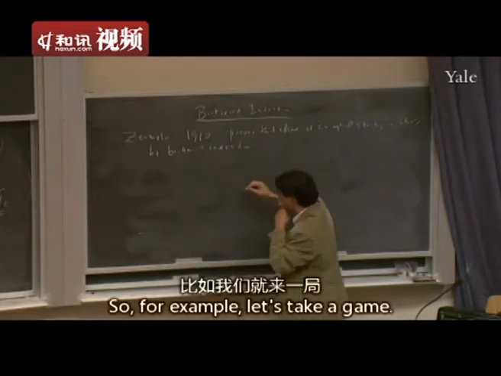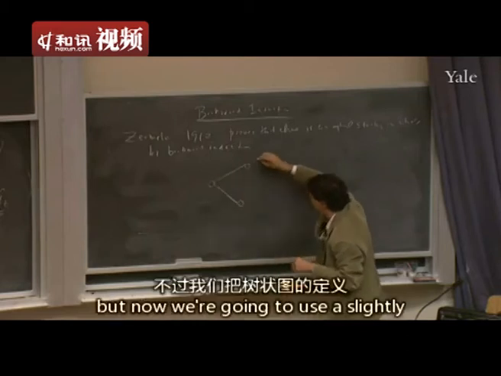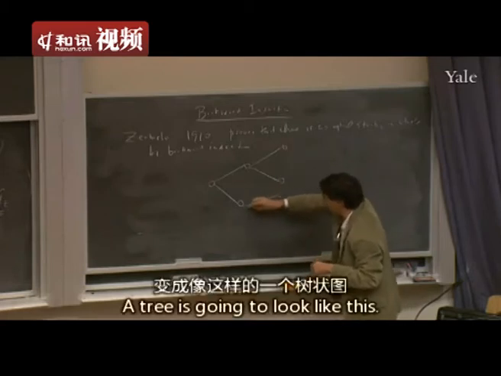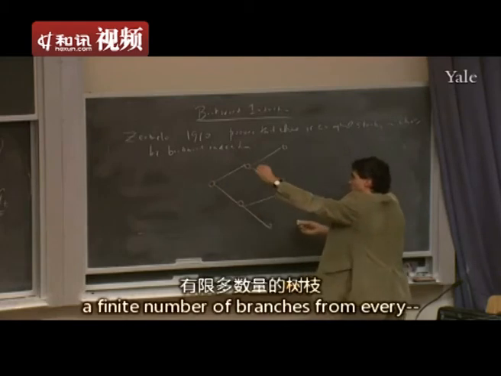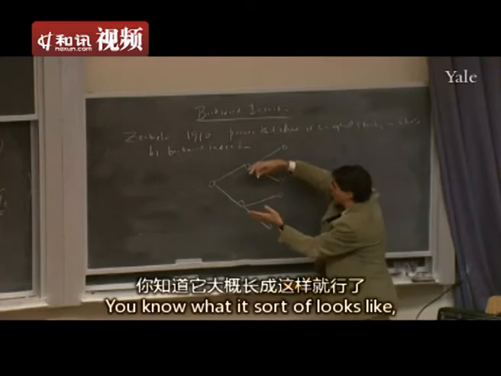Okay, so for example, let's take a game. So we always are on a tree, but now we're going to use a slightly extended definition of a tree. A tree is going to look like this. So it's a root, finite number of branches from every. I want to formally define a tree. You know what it sort of looks like, okay?